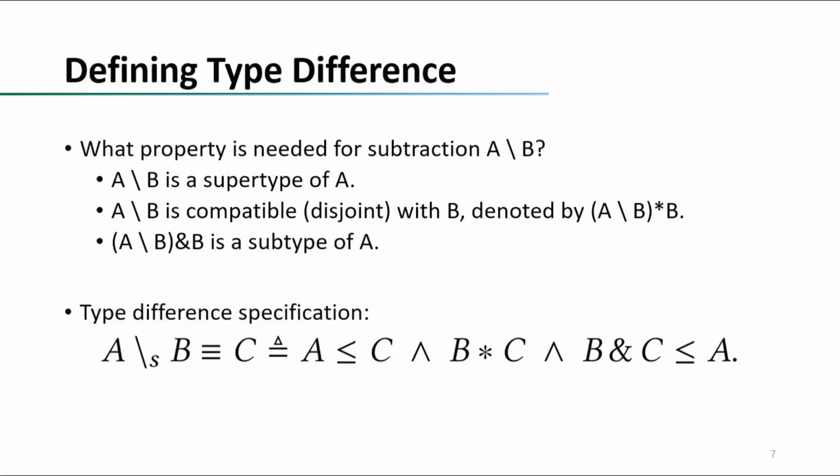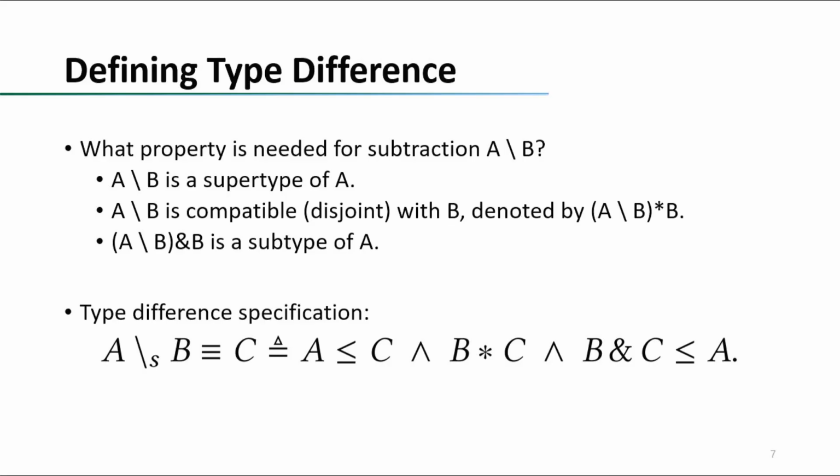Or we can write it in a more formal notation, that is the type difference specification. And we are getting close to our final result, but this specification isn't it, because it is not algorithmic and it is not deterministic. It's not algorithmic because we don't know how to calculate C just by the three relations here. Also, it is not deterministic because it will result in a family of types C instead of a deterministic C. So the question that remains is how to construct and compute C from this specification.